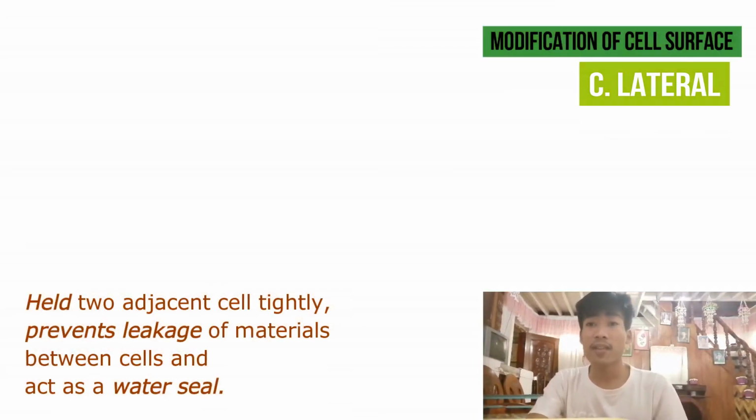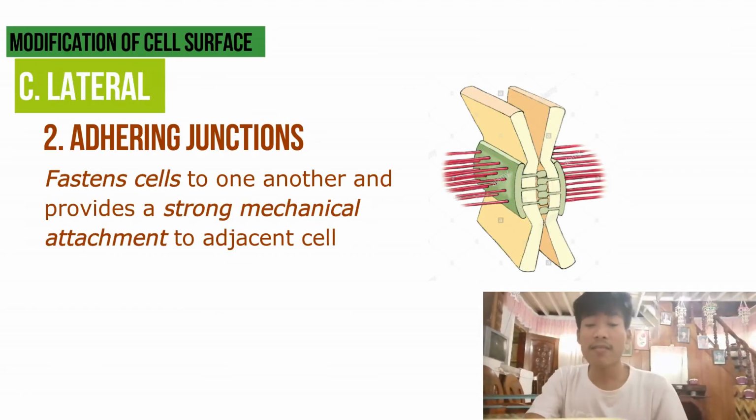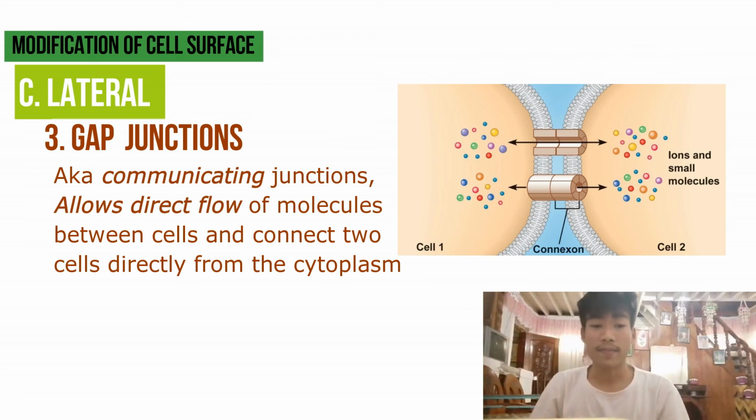Next is adhering junctions. Adhering junctions fasten cells together and provides a strong mechanical attachment to the adjacent cells. And lastly, the gap junctions. It allows direct flow of molecules between cells and connect two cells directly from the cytoplasm.